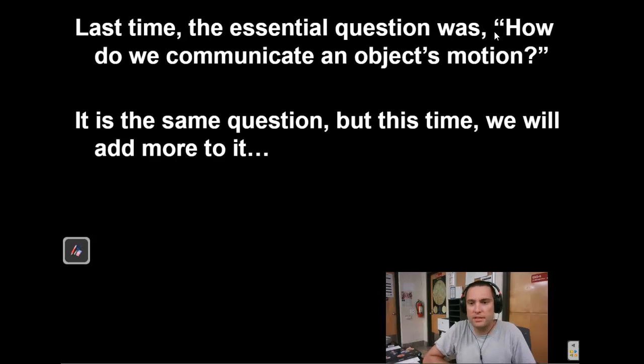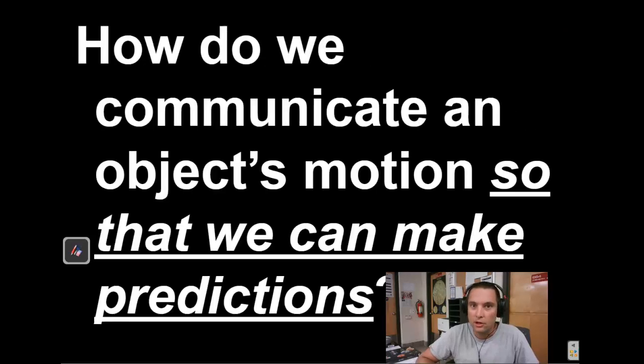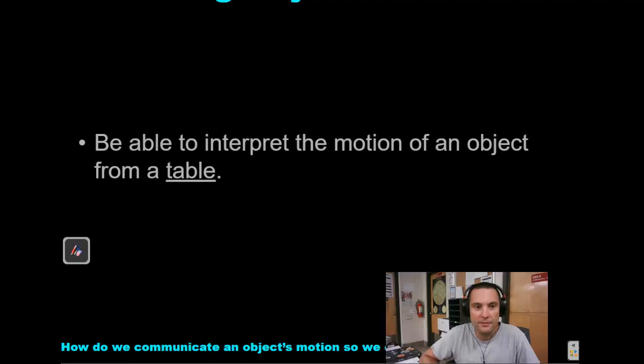Essential question. Last time the essential question was, how do we communicate the object's motion? This time we're going to take that same essential question, but we're going to make it a little bit better. Finally, we're going to add so that we can make predictions, which is a really powerful thing to have.